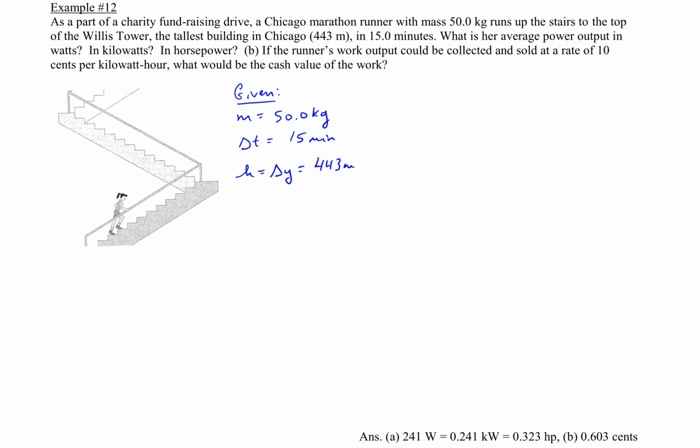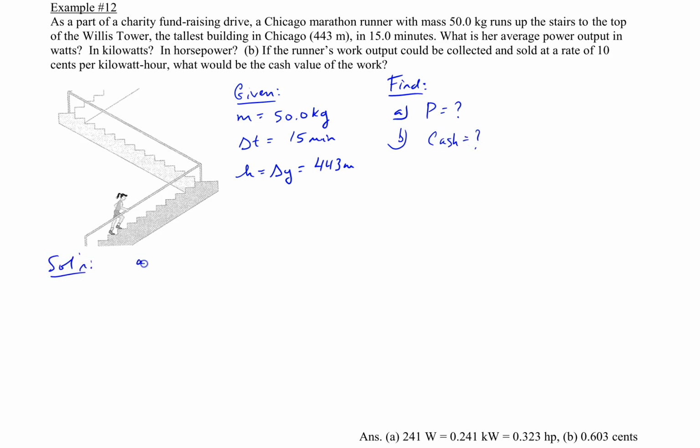And in this question, we're trying to find, in part A, the power, right? So capital P. And then question B is asking, if the runner's output were collected and sold at a rate of 10 cents per kilowatt hour, what would be the cash value? So I guess we'll just simply call this the cash. Okay, so let's go off to our problem here.